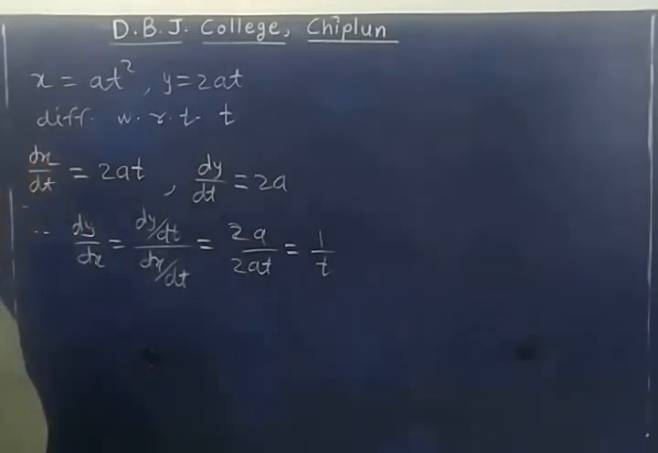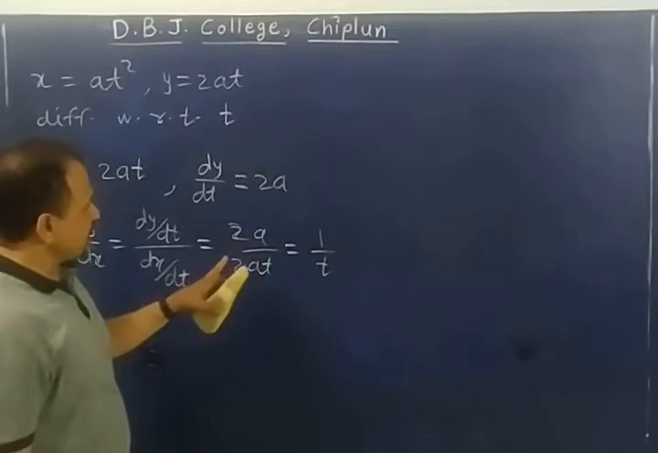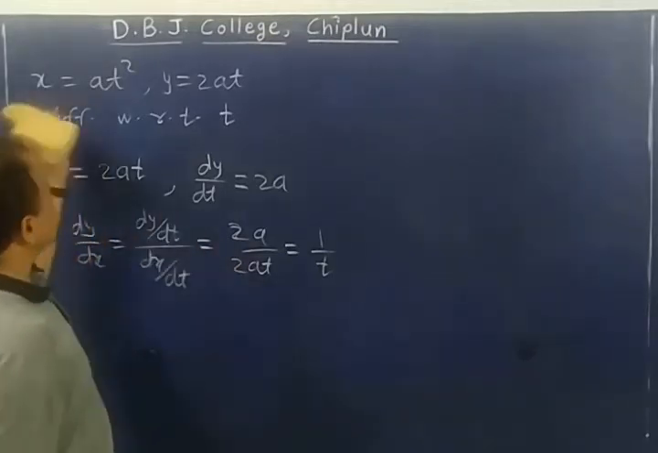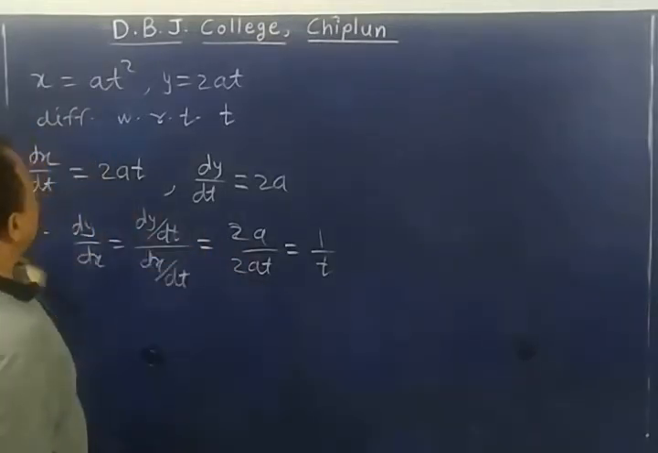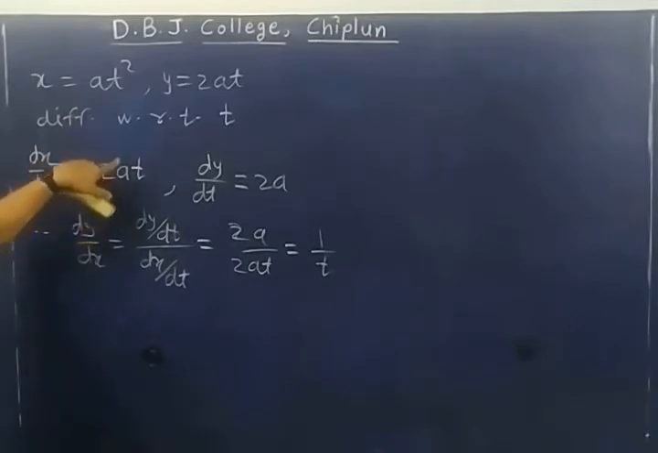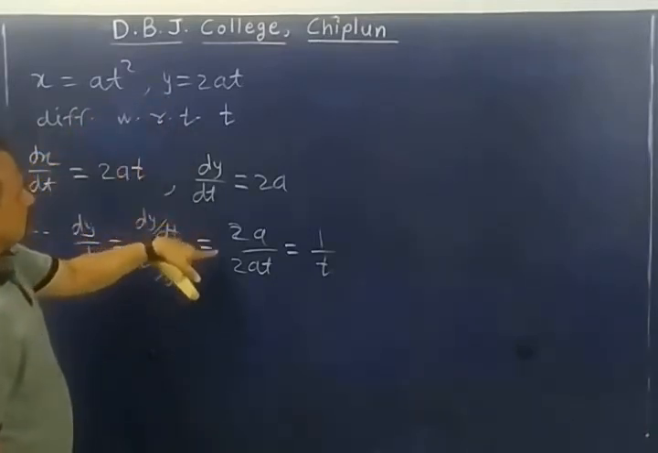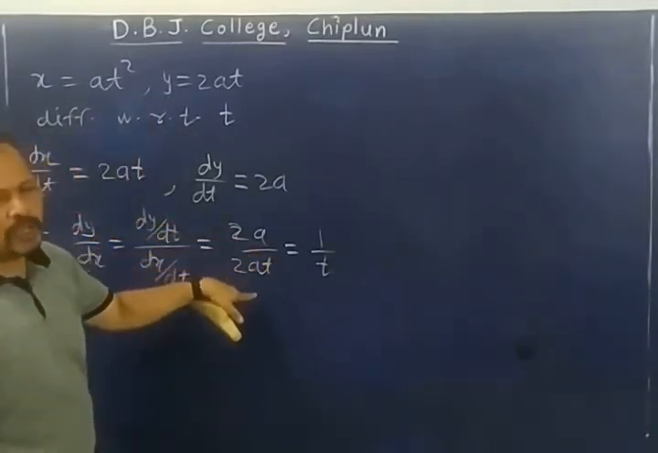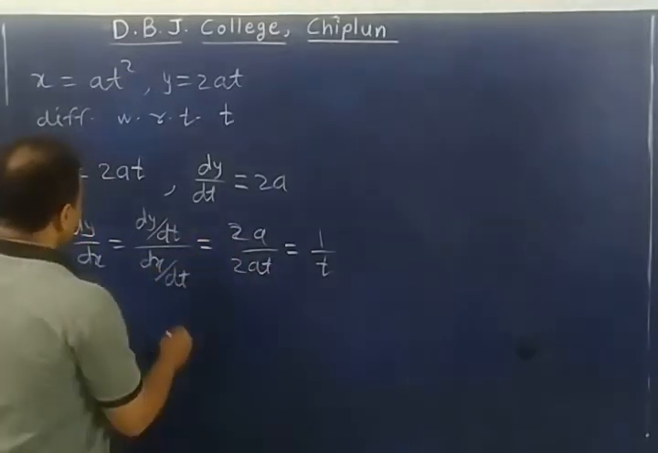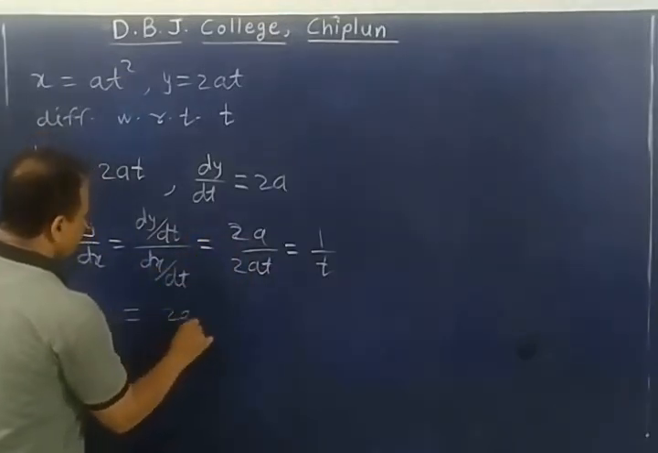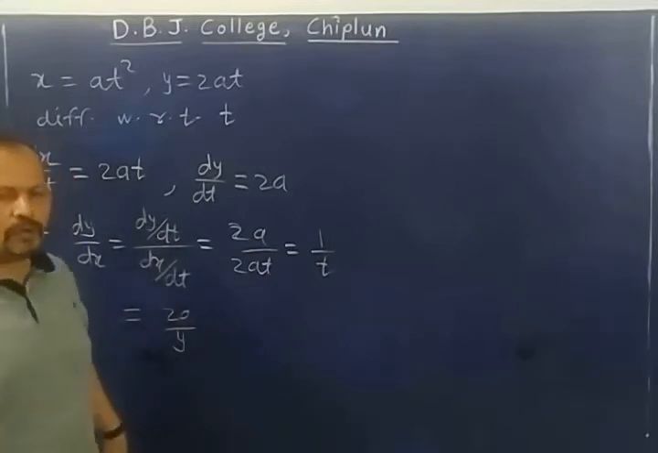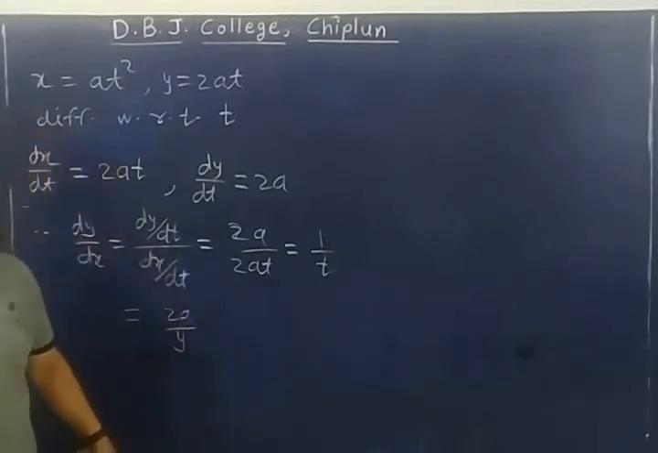This is a simple problem. The answer is in t. You can give the same answer in terms of x and y also. 2at is y. So here I can replace it. 2a is constant, so your answer can be 2a upon y, constant upon y. This can be your answer.